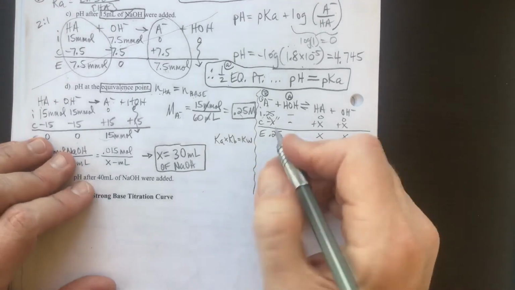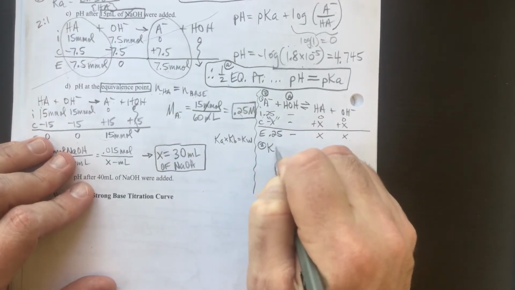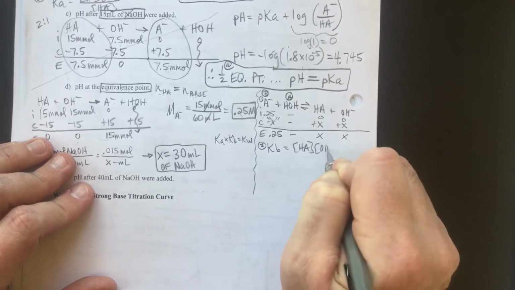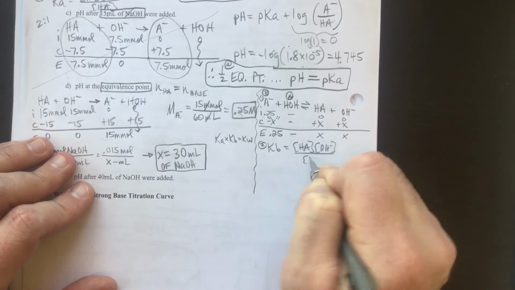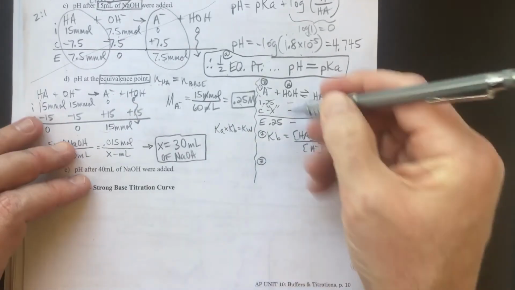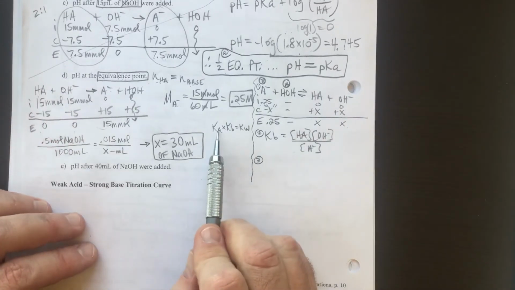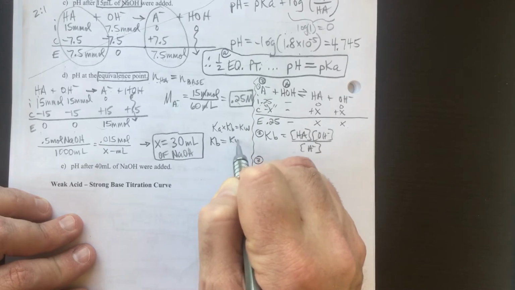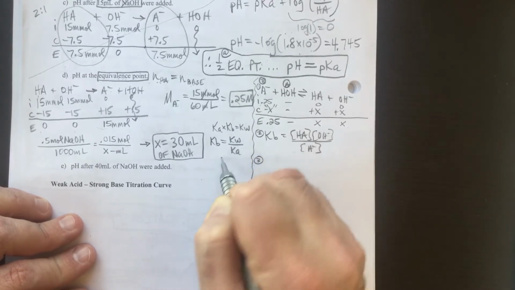The second step is to write the Kb expression. Kb would be HA times OH over anion. We ignore water. Step 3 is to plug in values. So back to this, I've got to figure out what the Kb value even is. So Kb would be Kw over Ka.